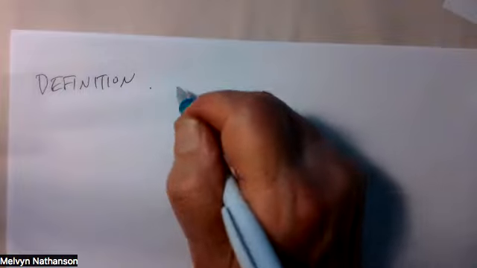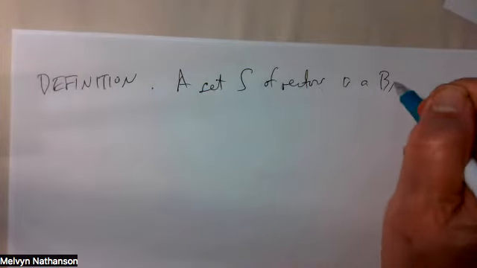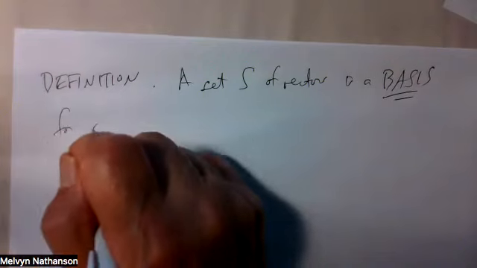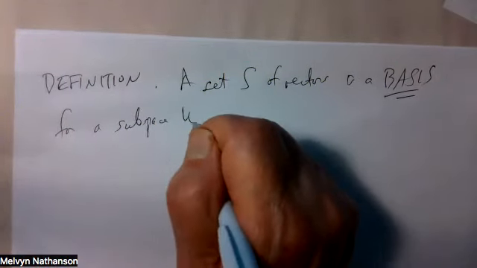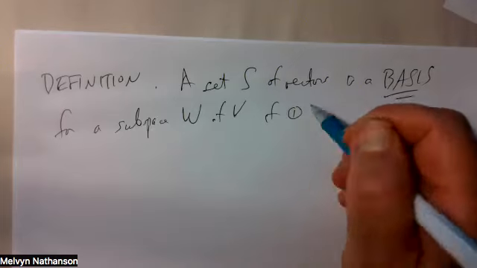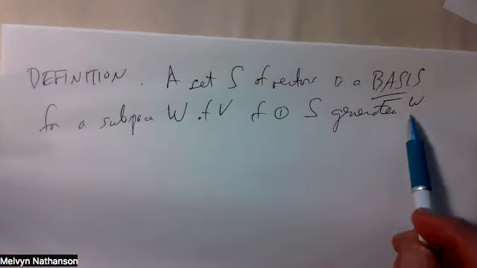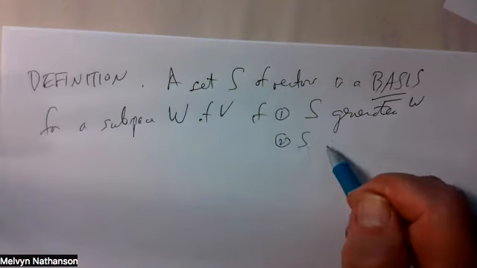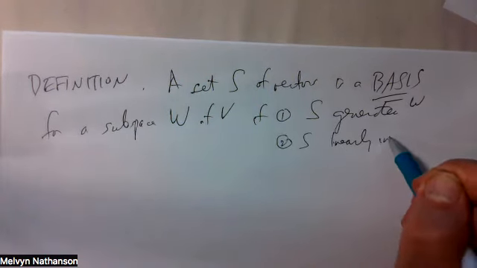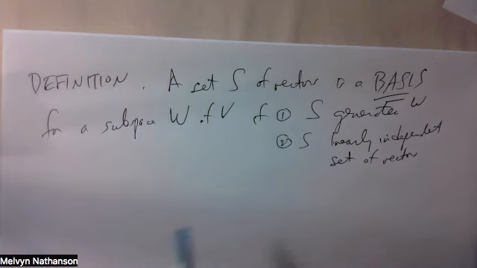So we now introduce the following definition. A set S of vectors is called a basis for a subspace W of V if, first of all, S generates W, so every vector in W is a linear combination of vectors in S, and S is a linearly independent set of vectors.